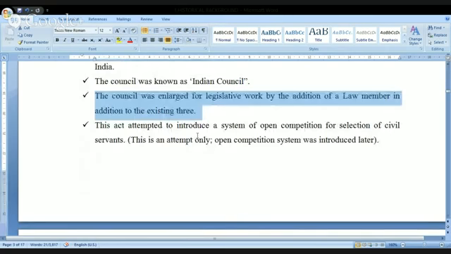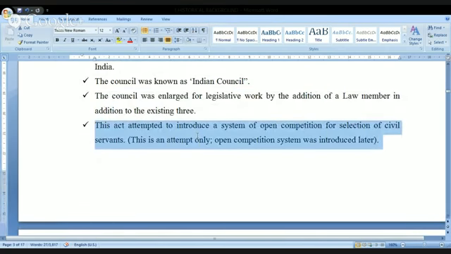Look at this. This act has attempted to introduce a system of open competition for selection of civil servants. This is one important point in this area. Kindly try to understand this. In India, today we have the open competition system. That open competition system came into existence in India since the year 1854. Kindly remember 1854. But the first attempt was made through the 1833 Act. That is the reason, in the brackets, if you look at this, this was just an attempt, but the open competition system was introduced later.